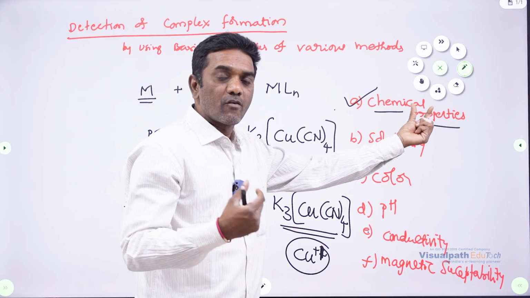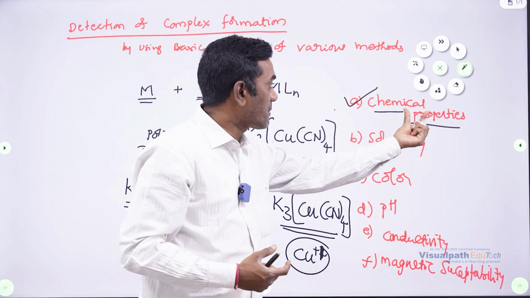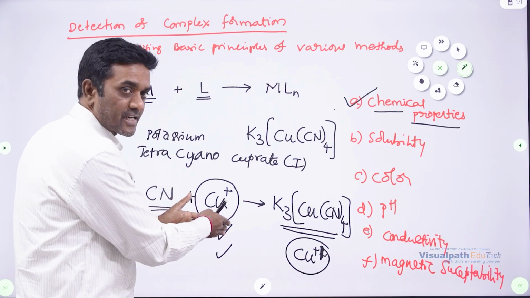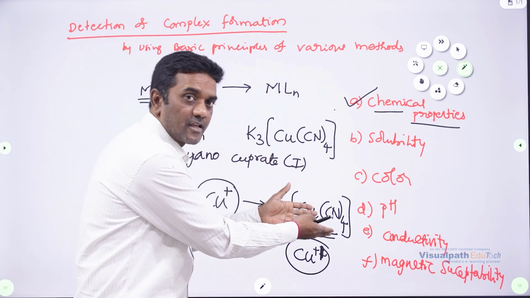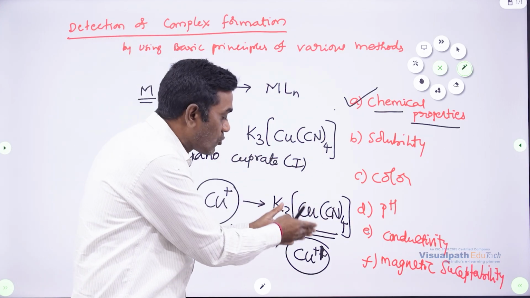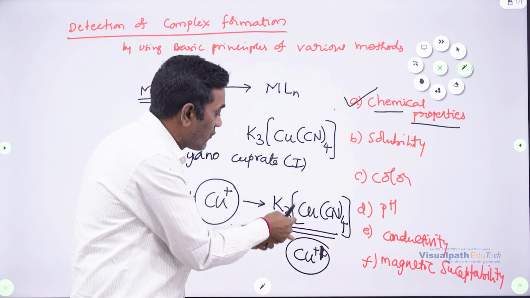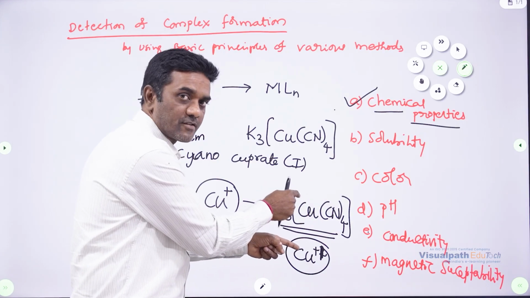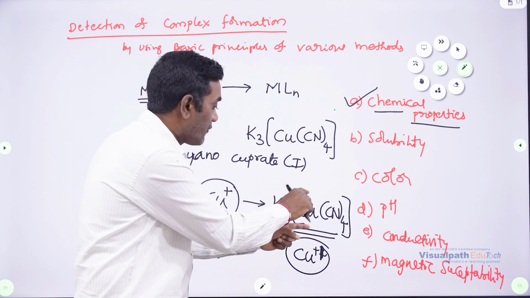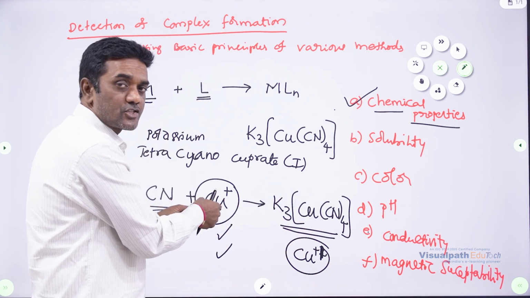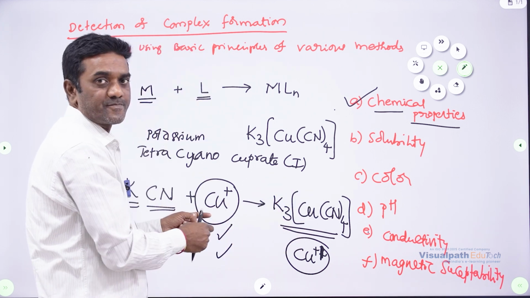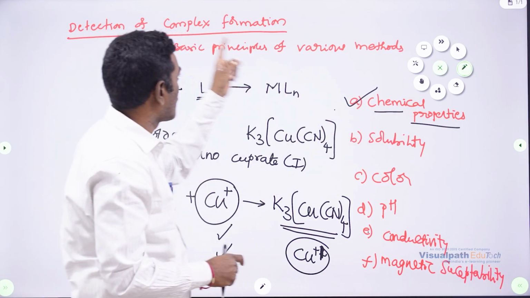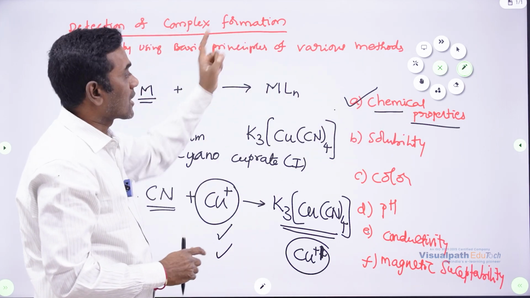Again I am repeating how this chemical property is helping to identify complex formation. Once after reaction, a complex is formed. That formed complex is not going to give the test for the individual copper ion even though it is present in the complex, because it is a complex. If it is an individual ion, it will give you the test related to copper ion. In this way our chemical property can help us to find out the formation of complex.